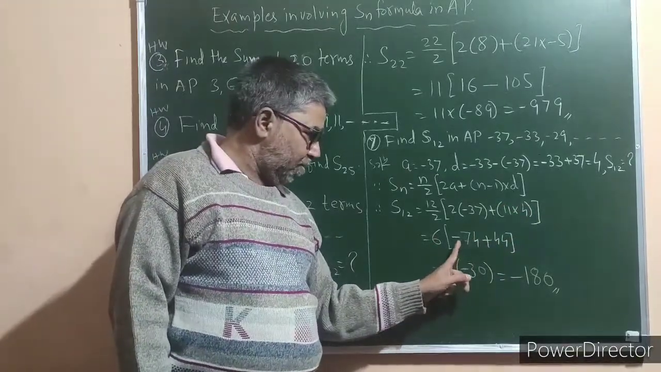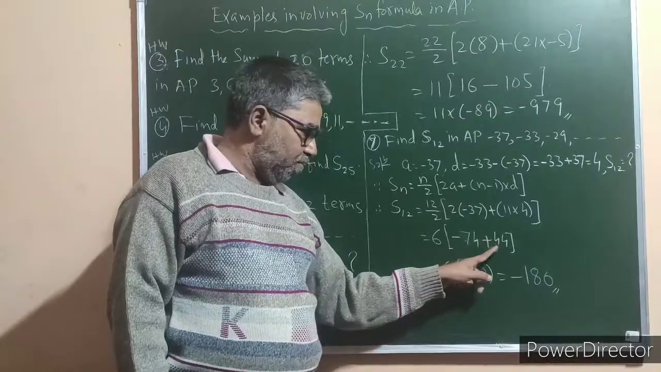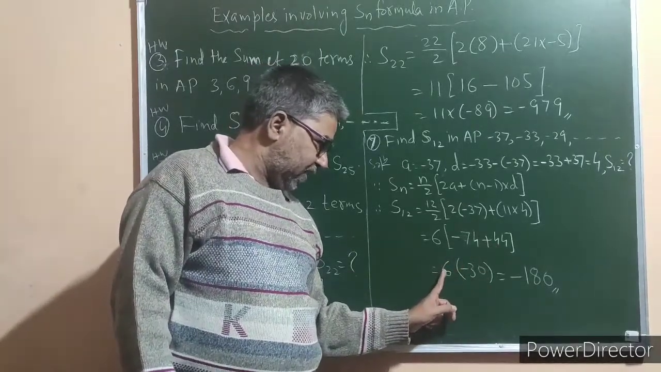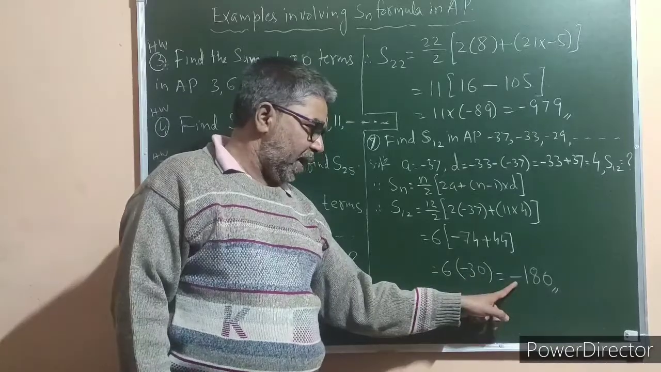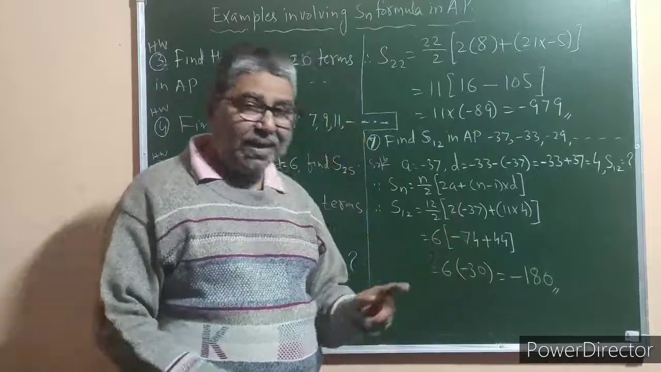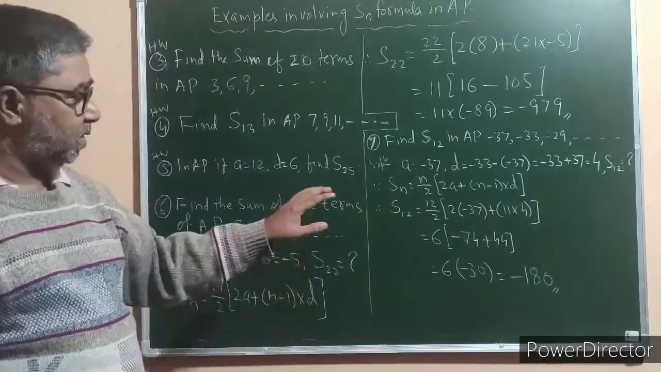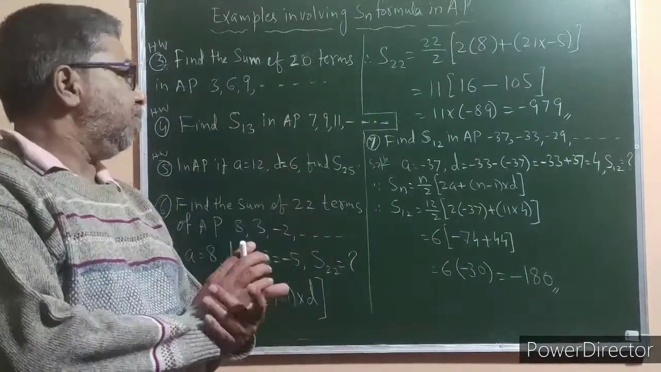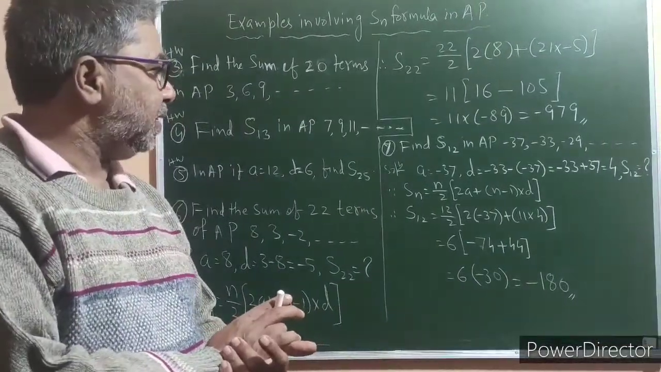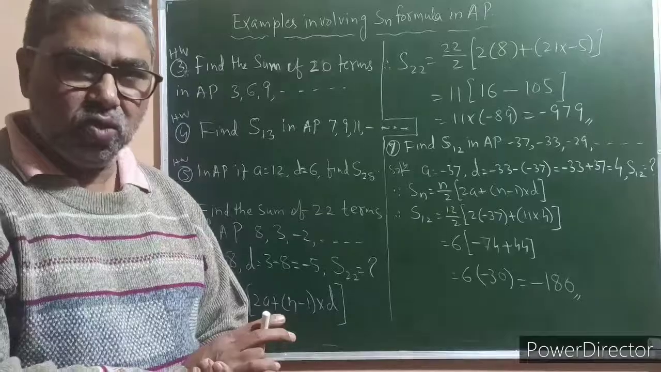Now minus 74 plus 44 will be minus 30, and the product of 6 and minus 30 will be minus 180. So in this way, minus 180 will be the sum of 12 terms in the arithmetic progression minus 37, minus 33, minus 29, and so on.